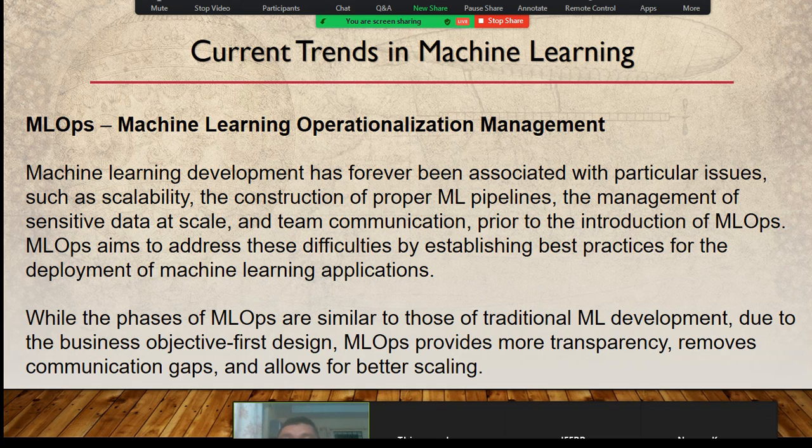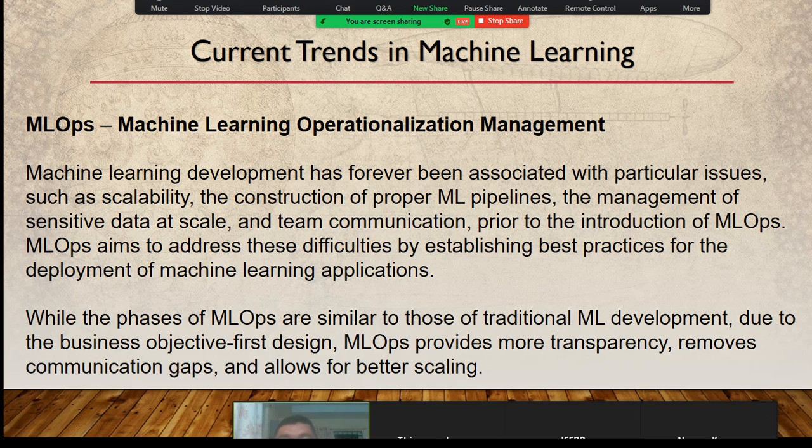MLOps, or Machine Learning Operations. Machine learning development has forever been associated with particular issues, such as scalability, the construction of proper machine learning pipelines, the management of sensitive data at scale, and team communication prior to the introduction of machine learning operations. MLOps aims to address these difficulties by establishing best practices for the deployment of machine learning applications.